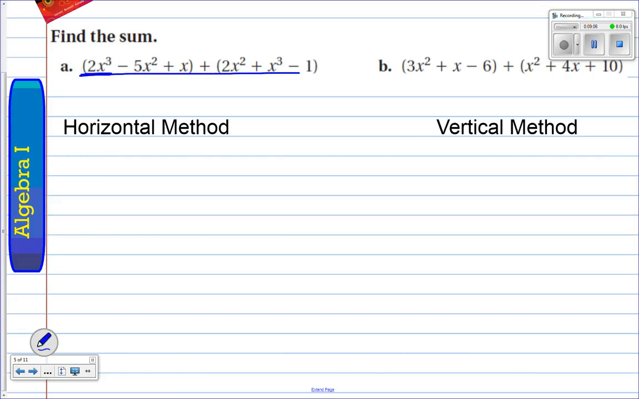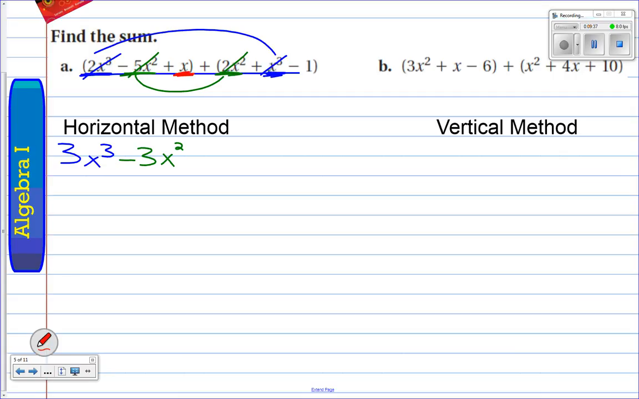This is a 2x cubed, 2x to the 3rd. That can only be added to other x cubes. I've got one right there. So I have 2x cubed plus 1x cubed gives me 3x cubed. Those are done. Change colors. I have x squareds next. So I look for any other x squareds. Here's one. I have a negative 5x squared plus 2x squared. It's going to leave me with a negative 3x squared. And those are gone.